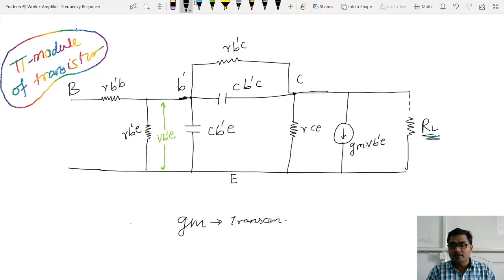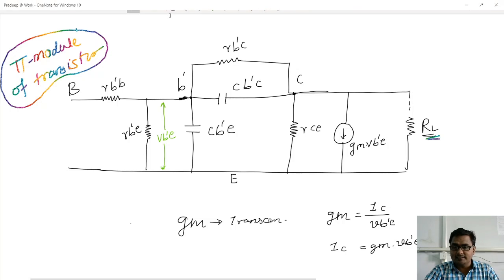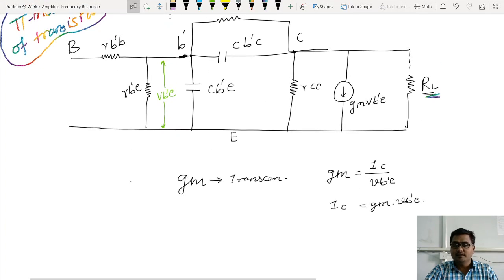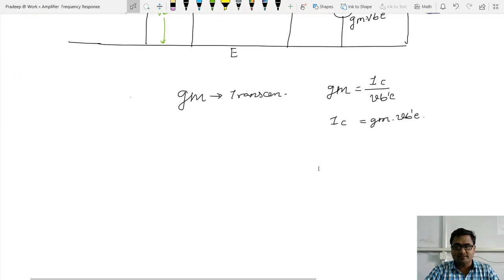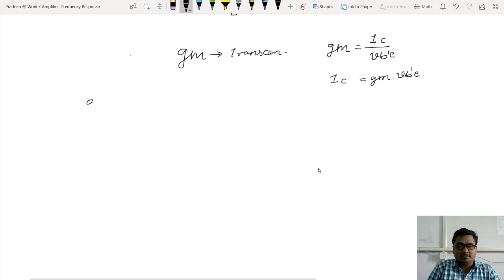We have written the equation for gm as gm is equal to what? It is IC, that is the output current, divided by the input voltage. Now what is the input voltage? Vb'e. So that's why we have concluded IC is equal to gm multiplied by Vb'e. That collector current, that is the output current, we have shown in the hybrid pi model of a transistor. What I can say is a pi structure. Now what is that gm?